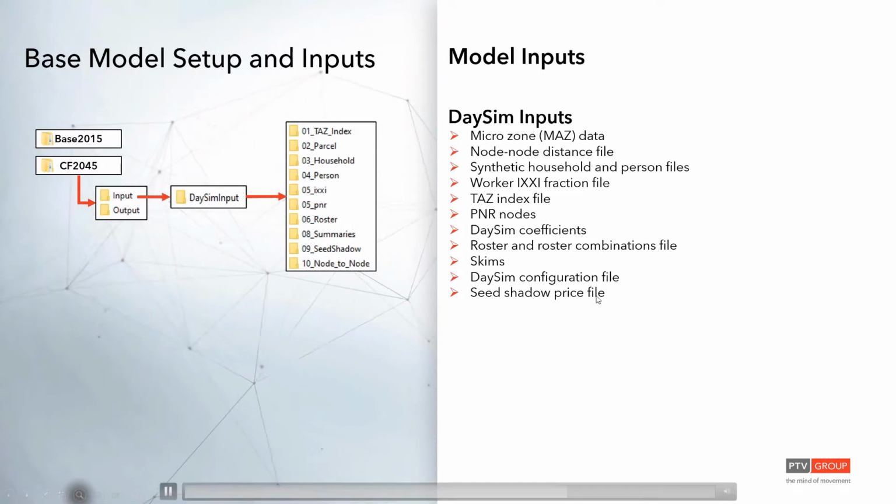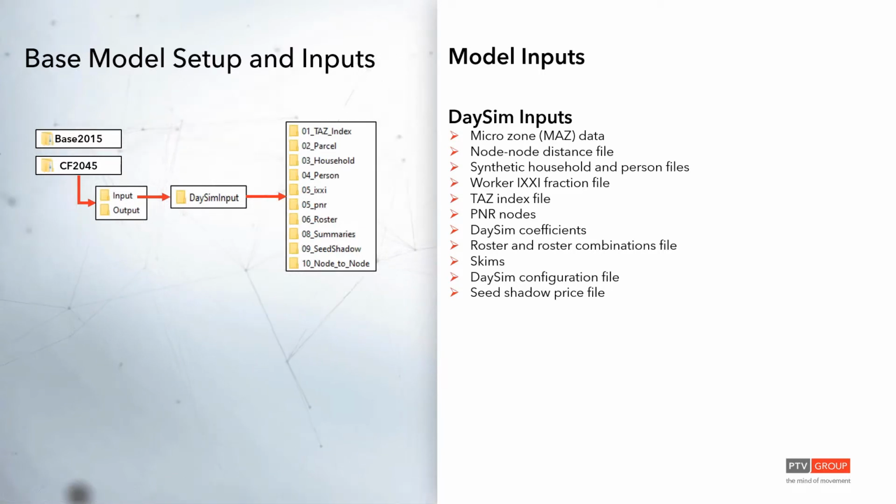And then there is a DaySim configuration file, and there is also a shadow price file. So DaySim runs shadow pricing for work and school location. And for those of you coming from a trip-based model background, the shadow pricing in ABM is something similar to double constraining a gravity model. So it's like you want to make sure that the number of jobs and number of workers in each zone sort of match. So that's what shadow pricing does.